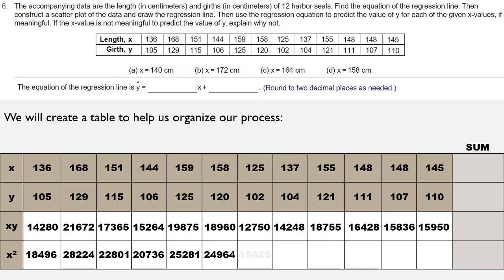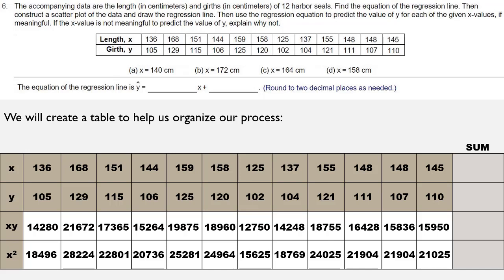125 squared is 15,625. 137 squared is 18,769. 155 squared is 24,025. 148 squared is 21,904. 148 squared again is 21,904. And 145 squared is 21,025. So now we have each one of our rows complete.